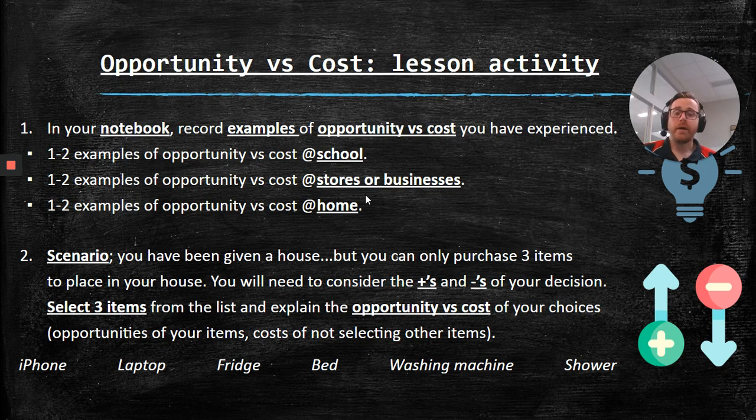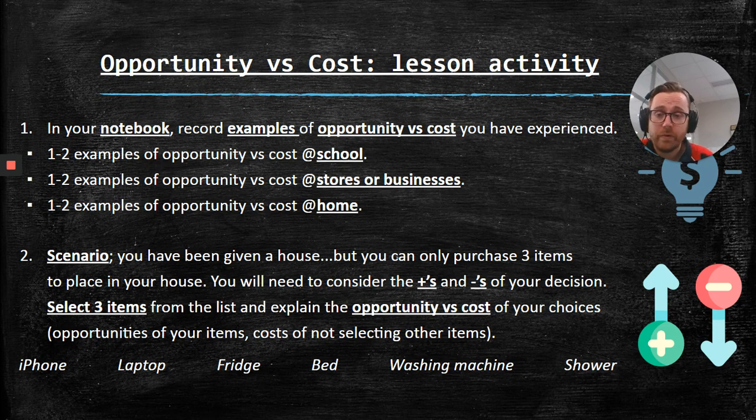So, how are we going to look at opportunity and cost this lesson? Well, in your notebook, I'd like you to record a couple of examples of opportunity cost you have experienced. So 1 or 2 examples of opportunity versus cost at school. That could be related to how long you study for, what you've done at recess and lunch. So maybe at lunch, I stood in line at the canteen, got myself a delicious snack. That's an opportunity, but the cost is I lost part of my lunchtime just waiting in line.